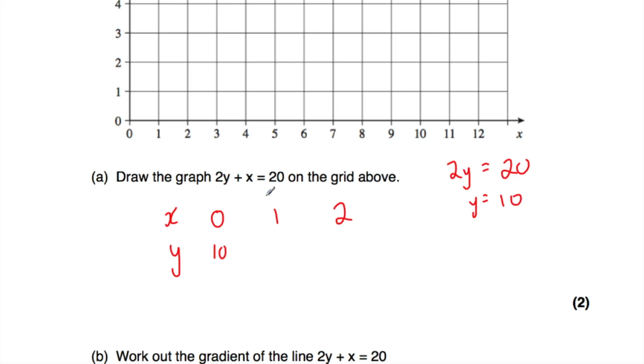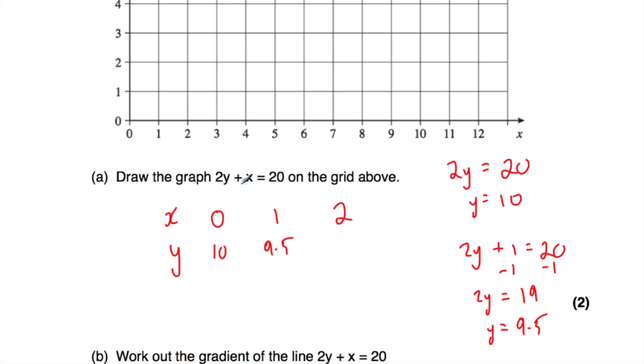Okay, next, if x is equal to 1, we've got 2y plus 1 is equal to 20. So just put the 1 in there instead of the x. Now we're going to solve this equation. We take away 1 from both sides, and we get that 2y is equal to 19. On the left-hand side, it gets rid of the plus 1. On the right-hand side, it gives us 19. Then we divide by 2 and divide by 2, so y is equal to half of 19, which is 9.5. So the y coordinate would be 9.5.